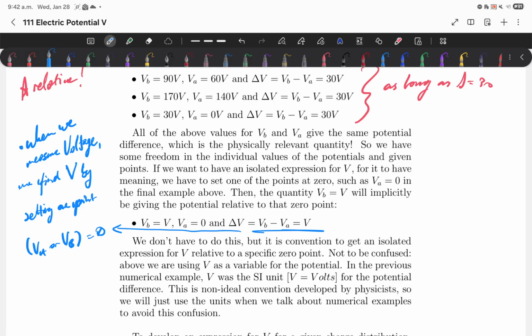We don't have to do this. This is not something we must do. It's kind of a conventional thing we do to get isolated expressions for potential for different scenarios. Delta V is always defined in general in terms of the integral of the electric field there. So same zero pointing conventions as before. That's what we're going to do for some examples here.